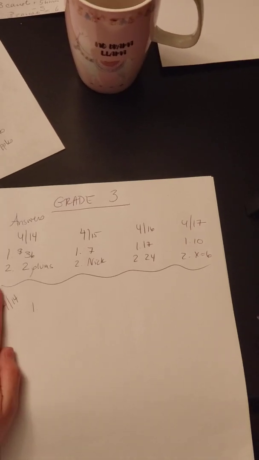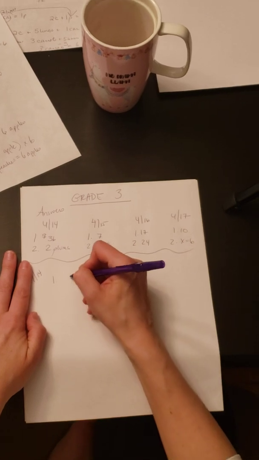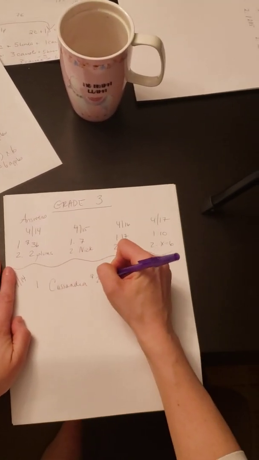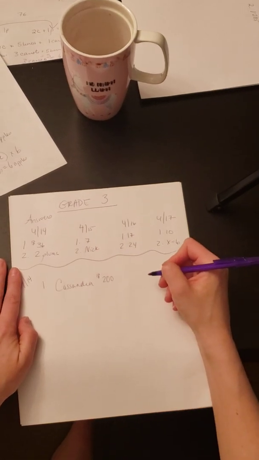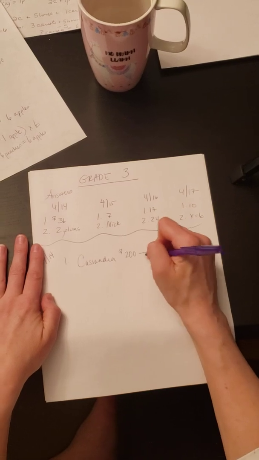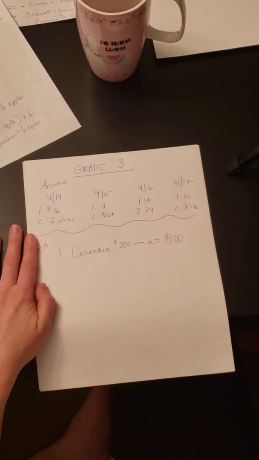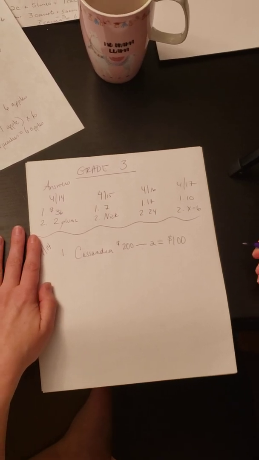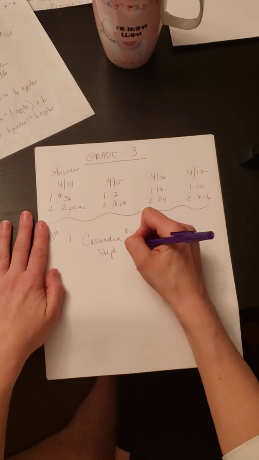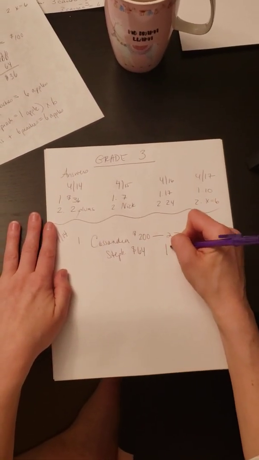Let's talk about how to solve these problems. Number 1, it says Cassandra's dress cost $200. I'm going to write that down. That is twice as much as Stephanie and Charlotte spent together on their dresses. So I'm going to take $200, divide it in half, and I'll know that together Stephanie and Charlotte spent $100 on their dresses. If Stephanie spent $64, how much did Charlotte spend?